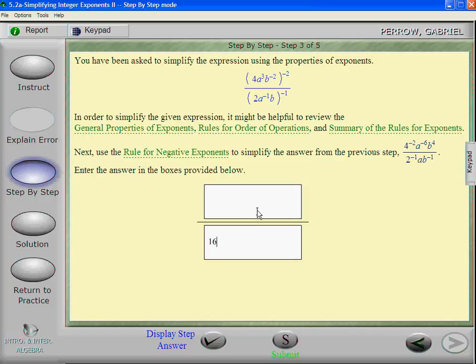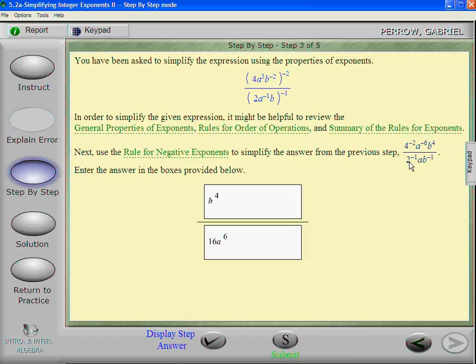I get to go through the same quirks that you guys have to fight with sometimes. 4 to the second on the bottom is 16. Okay, what else is on the top here? A to the 6th becomes a to the negative 6th becomes a to the positive 6th on the bottom. b to the fourth, that's on top, that can stay up top.